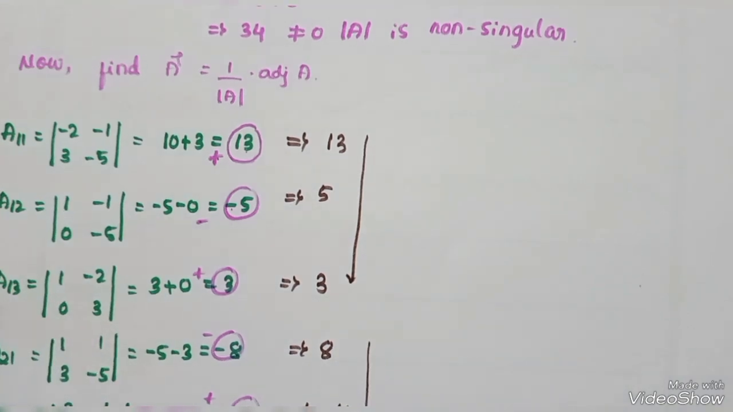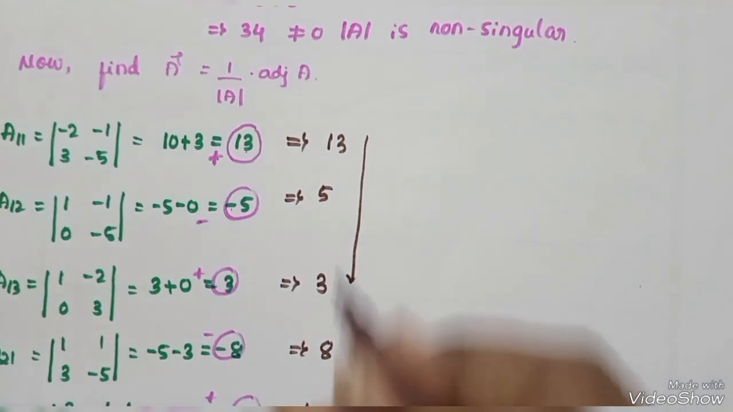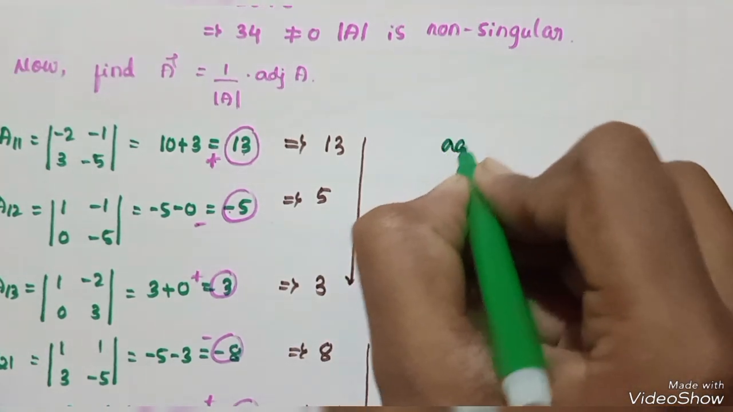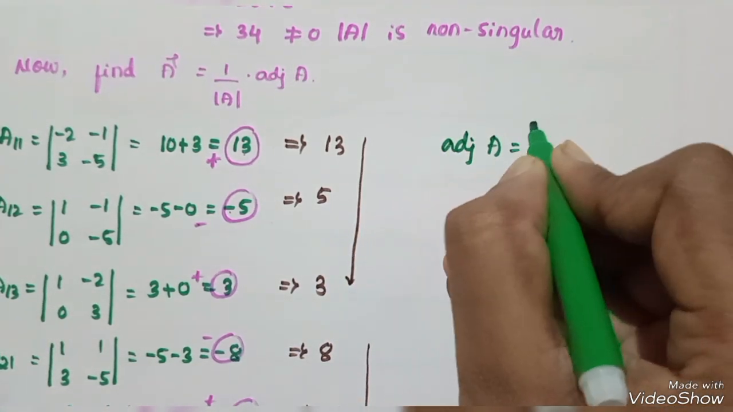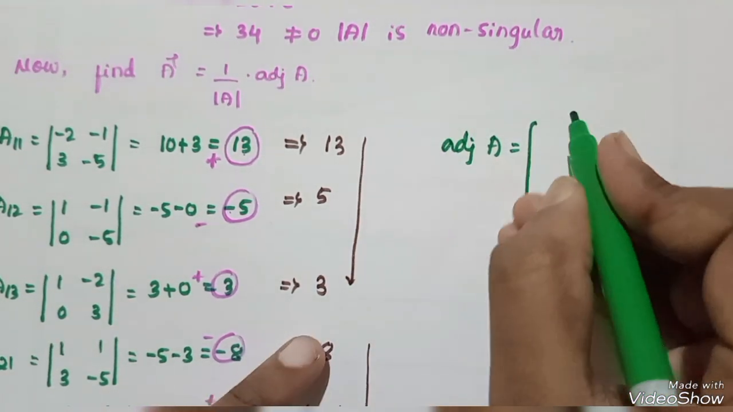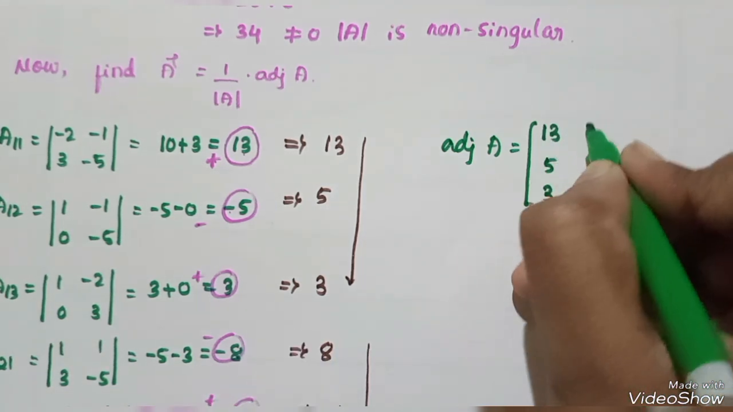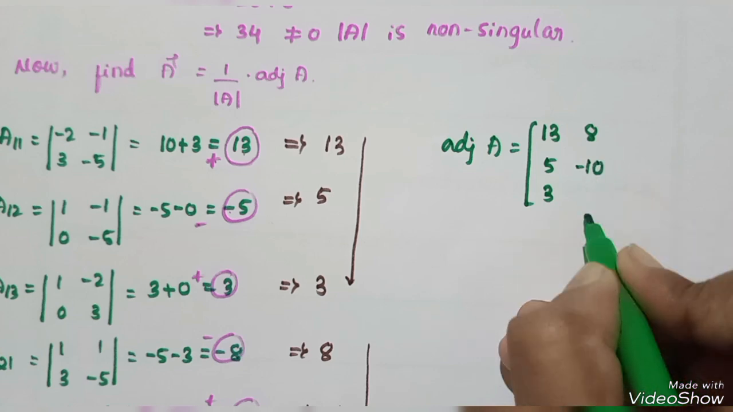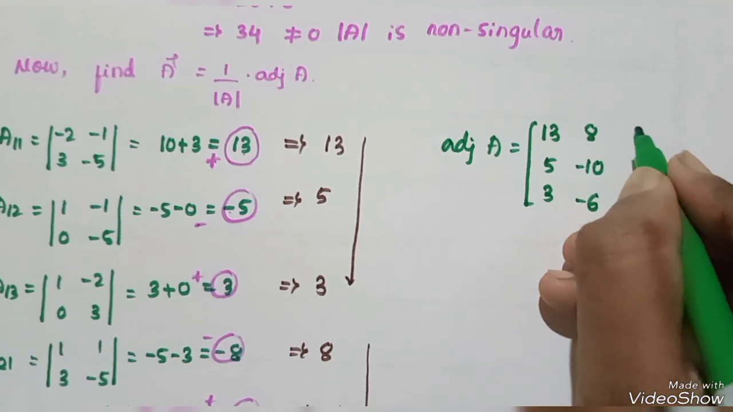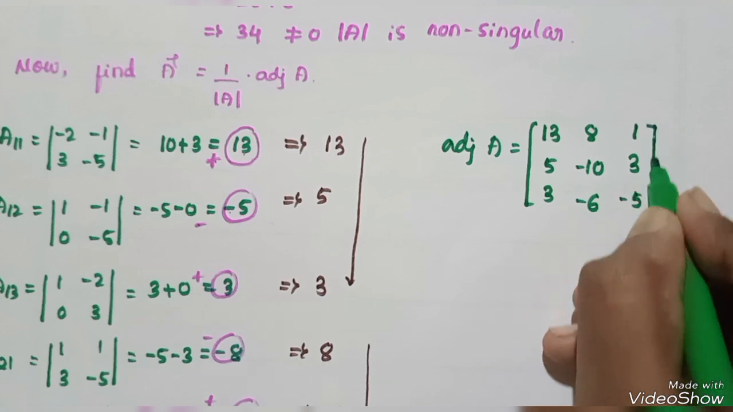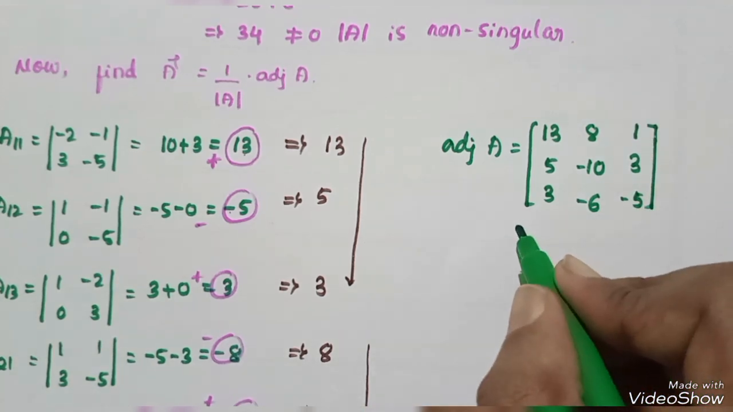For the second one, I am arranging this group in the column matrix. Okay, I am arranging directly, that is adjoint of A is, I am arranging in a column, that is 13, 5, 3. Second column 8, minus 10, minus 6. Third column 1, 3, minus 5. Here I am getting the adjoint of A.